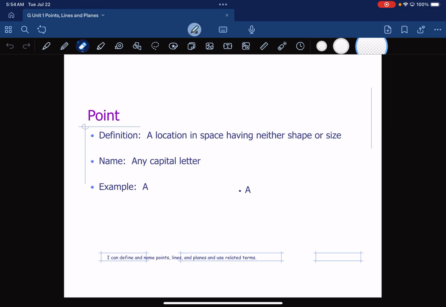So a point, and the definition for a point is just a location in space having neither shape nor size. You can name it using any capital letter. There's going to be a real difference between capital letters and lowercase letters as we go through geometry this year. So you'll want to make sure you know when it says capital letter that lowercase is not okay there. It really needs to be capital. So there's a point there. Obviously, we have to give some kind of marking. So we do have a marking there of a little dot. And then we put the letter A next to it to indicate that that's what that point is called.